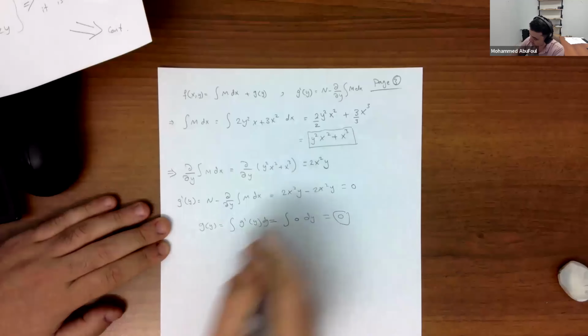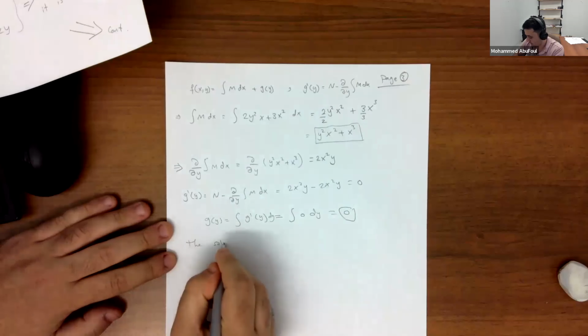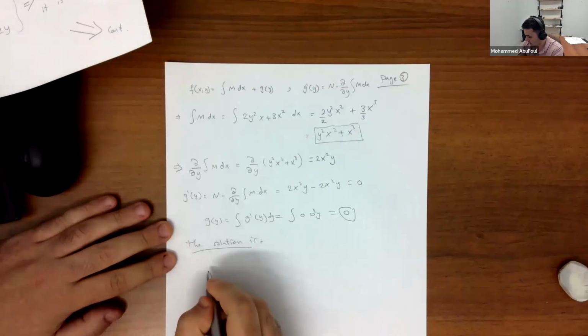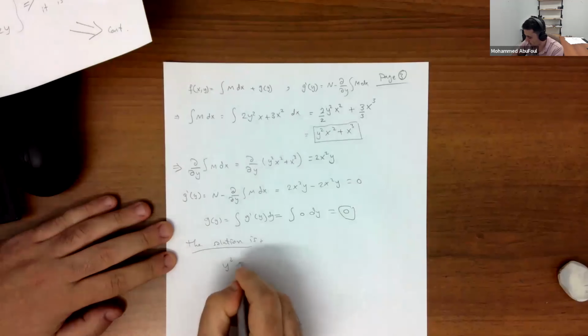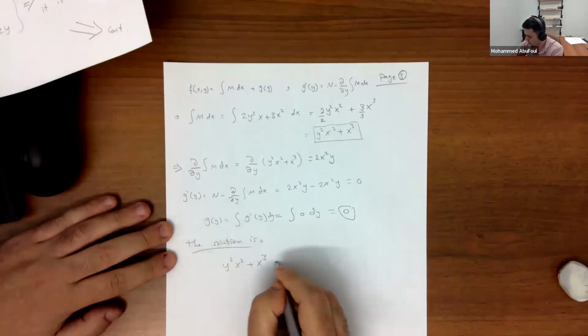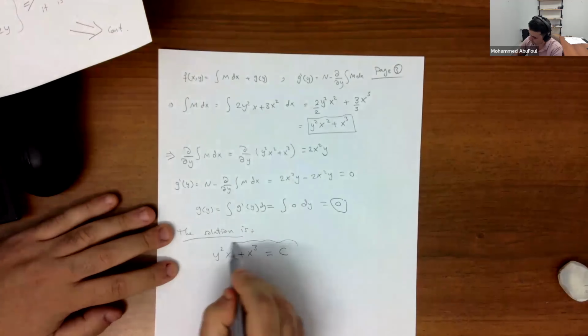So these two terms are added together, and the solution is y squared x squared plus x cubed equals c. And this is the final answer.